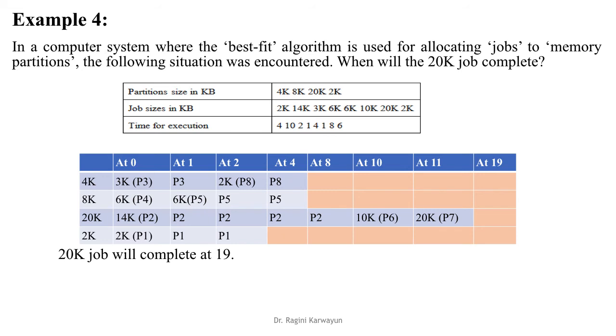So the first process in the requesting order is 10K. So 10K will be allocated this partition and this 10K process will take 1 unit of time. So at 11 this 20K partition will be allocated again. So P7 will be allocated this partition. So P7 needs how much, 8 units of time. So from 11 plus 8, मतलब 19 यूनिट ऑफ टाइम पर P7 फाइनली कंप्लीट होगा. तो दिस क्वेश्चन का आंसर होगा 20K जॉब विल कंप्लीट एट 19.